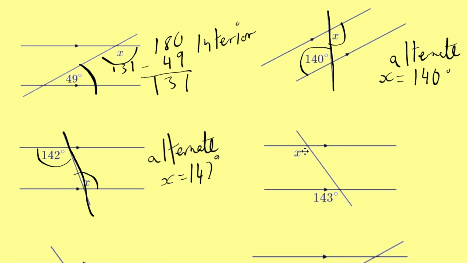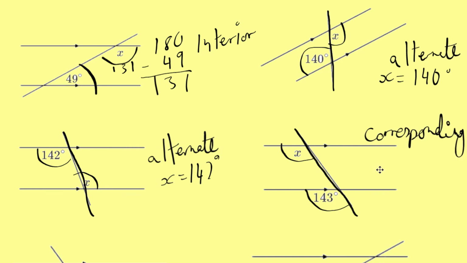So this next one, here's our line. Okay, they're on the same side. So if the same side, it is one of two things, interior or corresponding. They're not directly on top of each other like that. So it's not interior, so this is corresponding. Corresponding angles are equal. So x is going to be equal to 143 degrees.